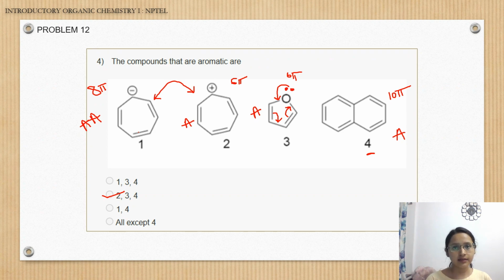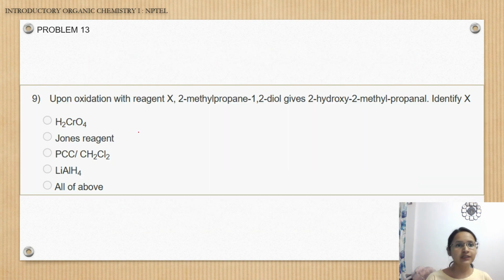I think it is clear to all of you. If it is clear, then we are going to problem number 13, which is the last problem for this session, guys. So just have a quick look at it. In this question, they are saying upon oxidation with the reagent X, 2-methyl propane-1,2-diol gives you 2-hydroxy-2-methyl propanol, and you have to identify the X.